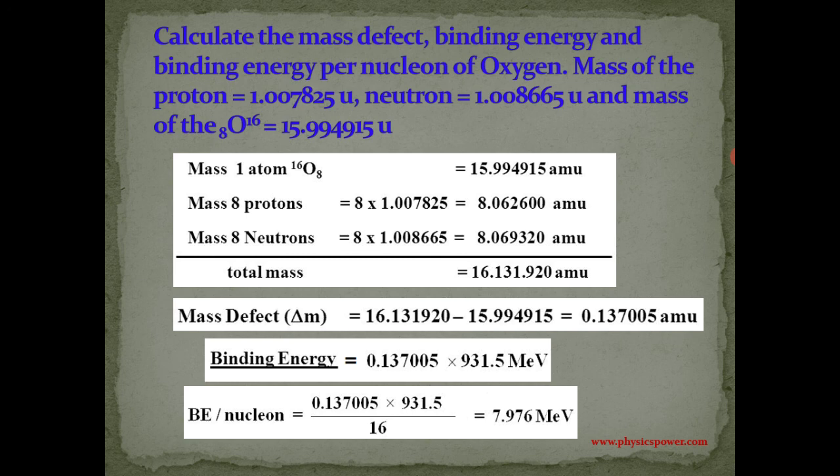But we want binding energy per nucleon, so if you divide with 16, you will get 7.976 MeV. So approximately 8 MeV we got. For oxygen it suddenly rose; lithium is 5.6 only, but oxygen rose. You can see here oxygen has an even number of nucleons, number of protons even, as well as number of neutrons also even. That is why it is more stable. Thank you.